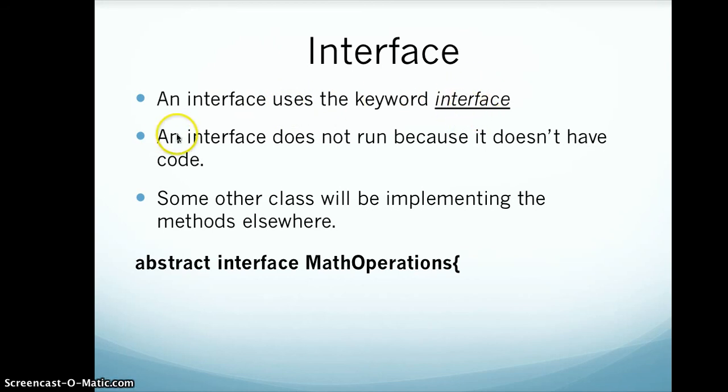Now the interface, well, what a surprise, it uses the keyword interface. And the interface does not run. It will not run because it doesn't have code. It only shows what are the inputs and outputs of each one of the methods, or parts of the headers, that we're going to be showing. Now, in an interface, the interface just doesn't run, but it has all the headers, and some other class is going to be implementing that interface elsewhere. That is sort of what you're doing right now. You're actually implementing an interface, that it's for math operators.